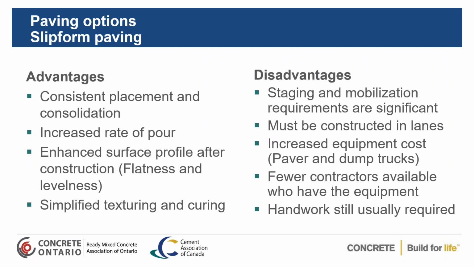You're going to get an enhanced profile for the construction. You get a flat, more level surface because the machine is doing this, and then you're doing your low floating, the highway scraping straight edge to make it even smoother. You also have a simplified process for texturing and curing, because you normally have a burlap drag behind the machine, and you have a device that allows you to do the curing, so it's much faster production.